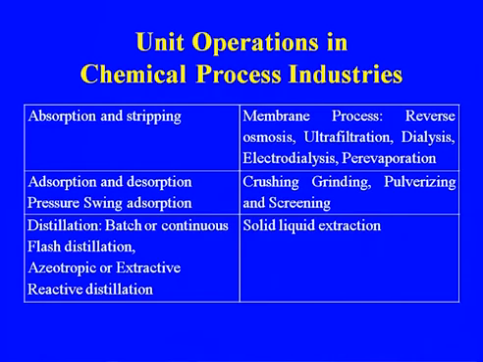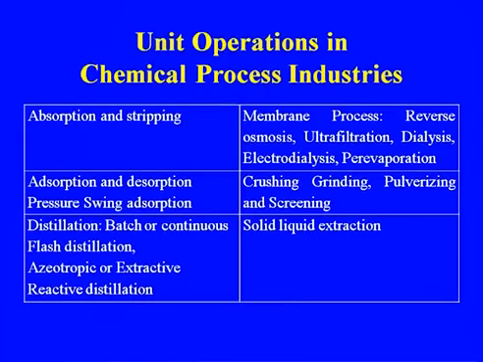Membrane process, although membrane or filtration was being used from the very beginning, the real development came with the problem of purification of sea water, how to get drinking water or processed water from sea water. So, the major development was because of that, and now various types of membrane processes have been developed: reverse osmosis, ultrafiltration, dialysis, electrodialysis, pervaporation, and they are being used.